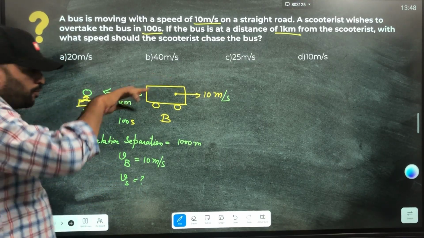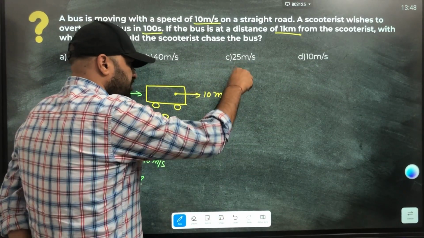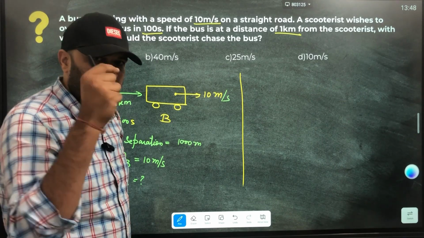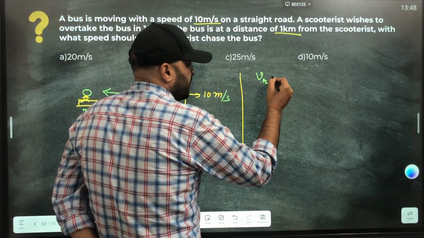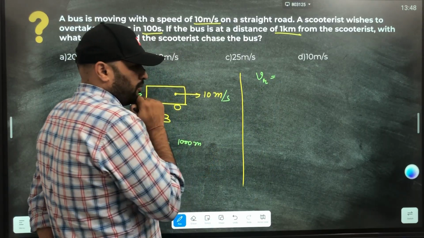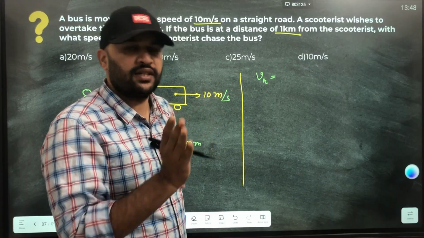If both of them are moving in the same direction, they are chasing each other, right? And in that case, what will be the relative velocity? V relative will be equal to, now, often, sir, I get confused. It should be VB minus VS or VS minus VB.